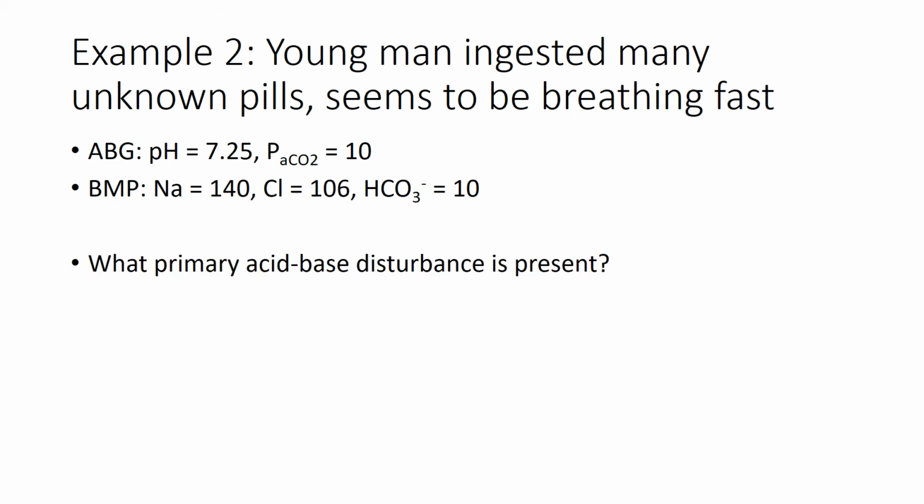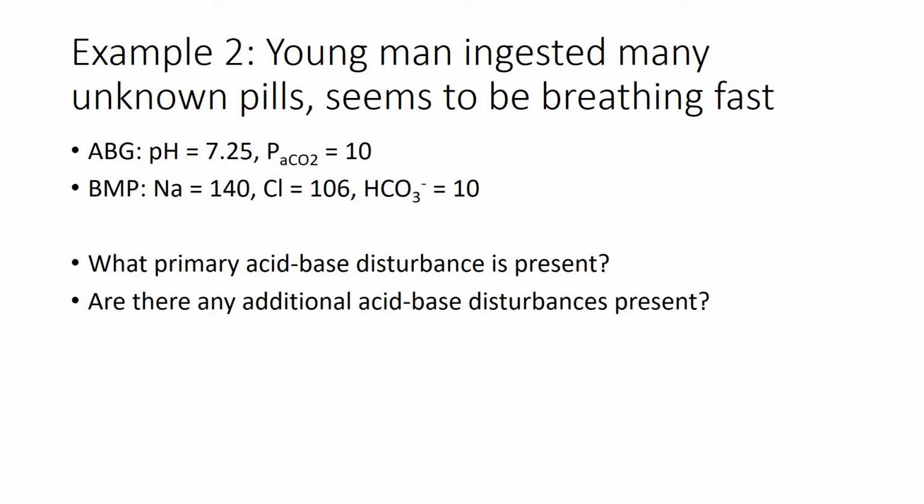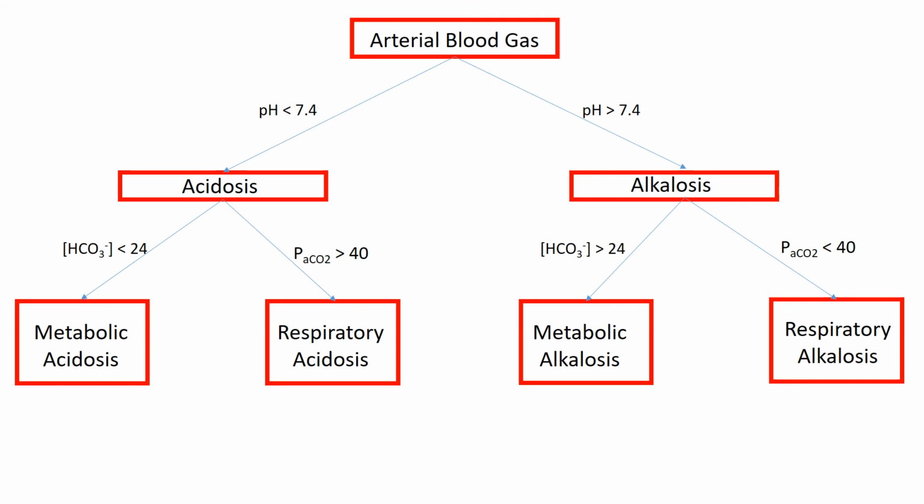What primary acid-base disturbance is present? And of course, are there any additional acid-base disturbances present? So in our ABG, the pH is less than 7.4, so again, acidemic, and our bicarb is less than 24. So this appears to be a metabolic acidosis.